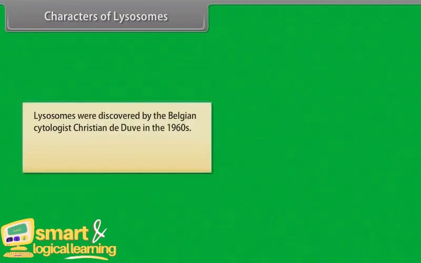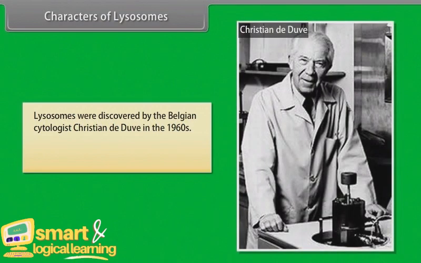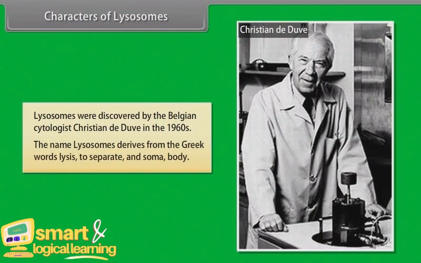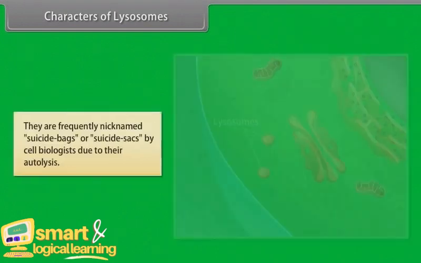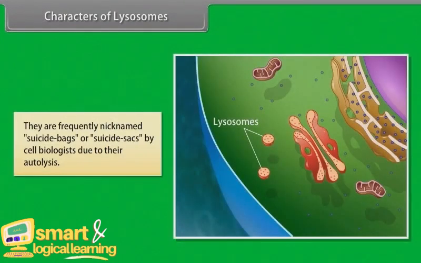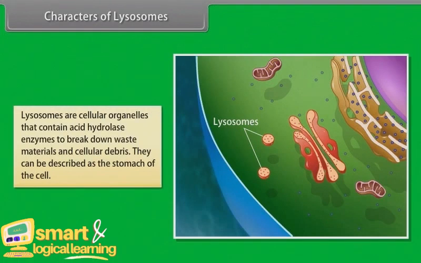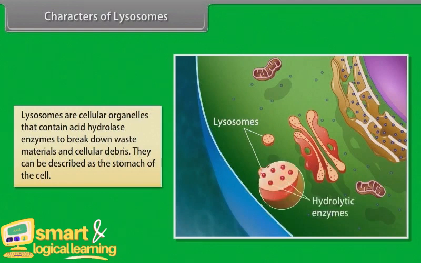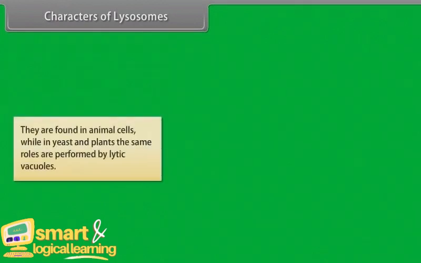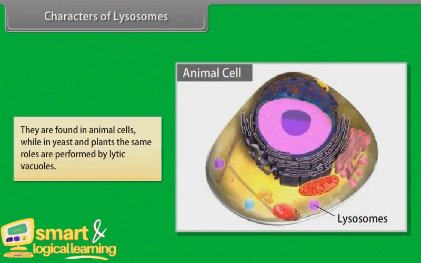Characters of lysosomes. Lysosomes were discovered by the Belgian cytologist Christian de Duve in the 1960s. The name lysosomes derives from the Greek words lysis, to separate, and soma, body. They are frequently nicknamed suicide bags or suicide sacs by cell biologists due to their autolysis. Lysosomes are cellular organelles that contain acid hydrolase enzymes to break down waste materials and cellular debris. They can be described as the stomach of the cell. They are found in animal cells, while in yeast and plants, the same roles are performed by lytic vacuoles.